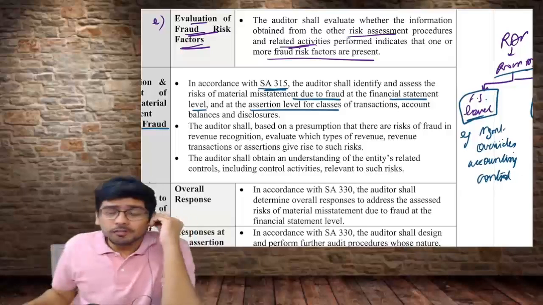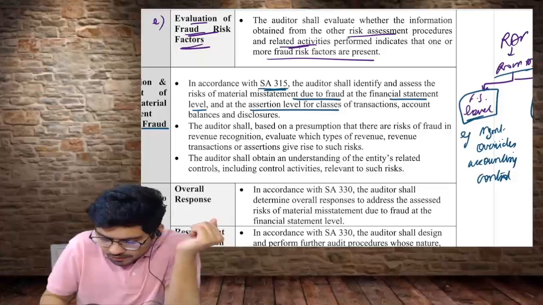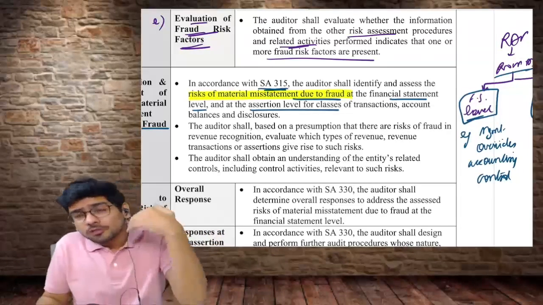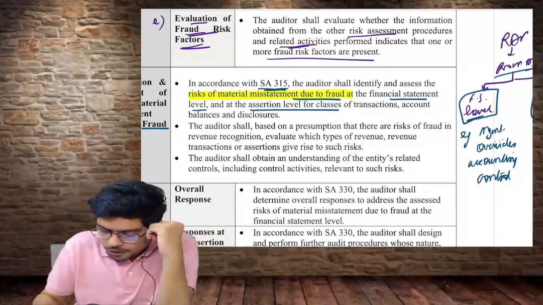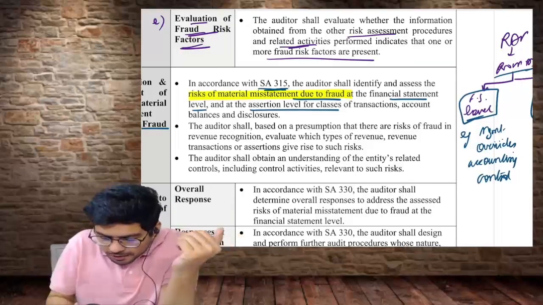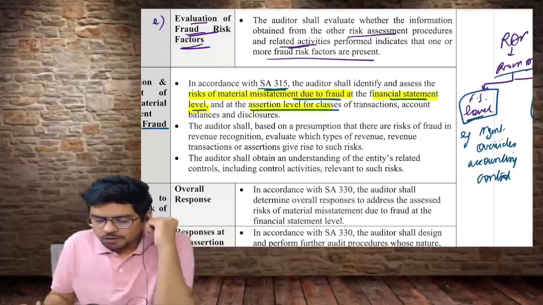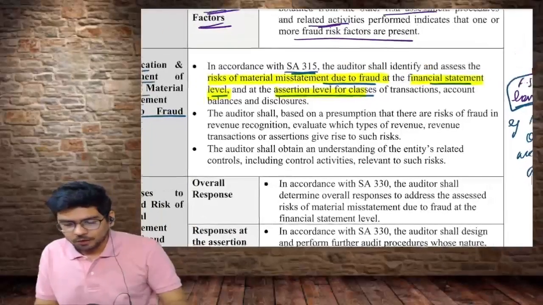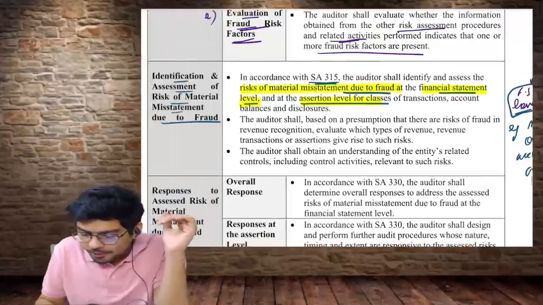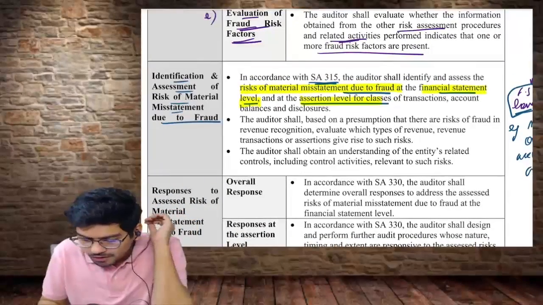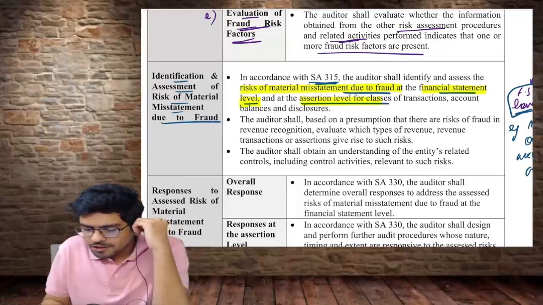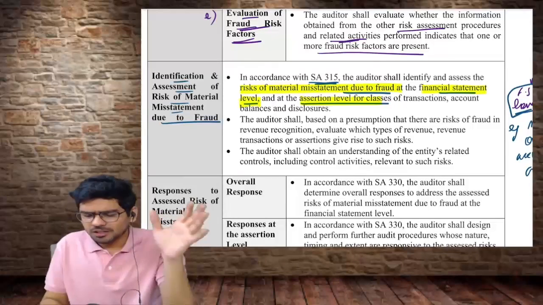But now because we are covering SA 240 and we are more concerned with ROMMs due to fraud here, so for ROMMs due to fraud also, you need to find ROMMs at 2 levels. One is the financial statement level and the other one is assertion level. The auditor shall, based on a presumption that there are risks of fraud in the revenue recognition, evaluate which type of revenue transaction or assertion gives rise to such risk.